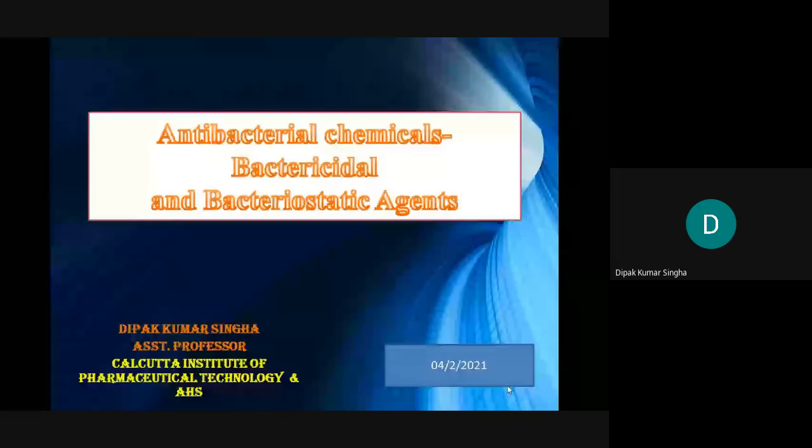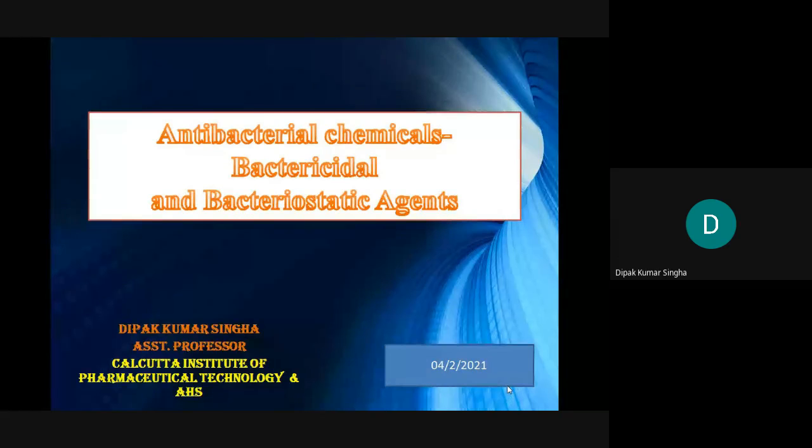So last class we discussed the sterility of different compounds: solid, liquid, ophthalmic and parenteral preparations. But in the case of antibacterial agents, especially antibiotics, if you prepare them as an injection, it must be sterile and a sterility test will be done. But what are the antibacterial agents?